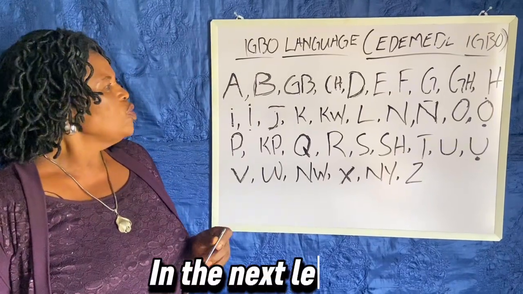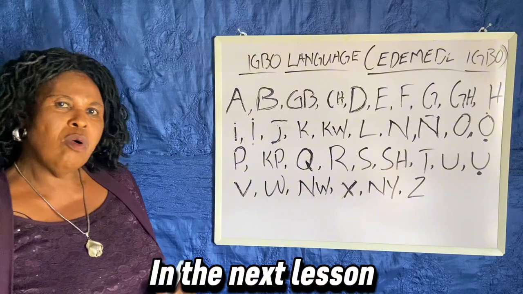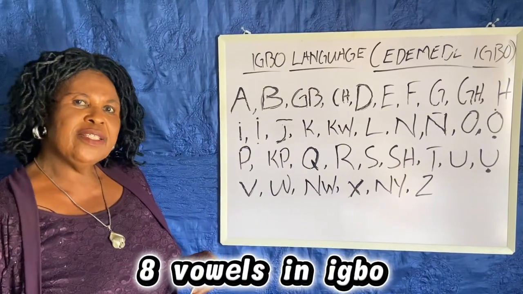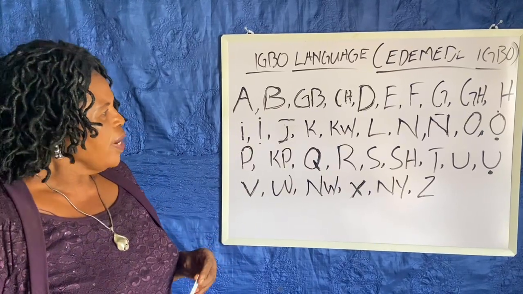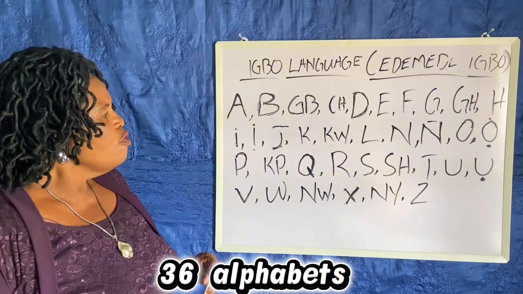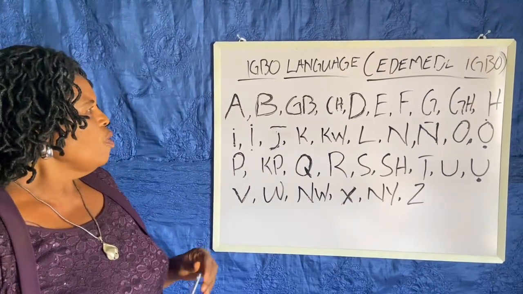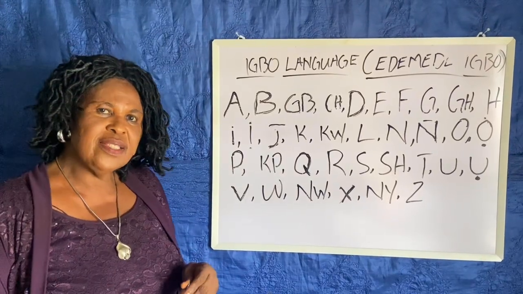Next lesson, we are going to look at the small letters and we will also look at the Igbo vowels. You will need Igbo vowels, they are 8 in number, and the consonants to form words. The whole alphabets are 36. So when you remove the 8 vowels from the whole alphabet, you get the consonants. We'll look into them in the next lesson.